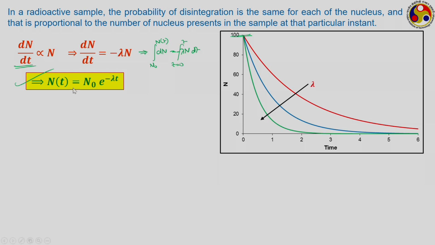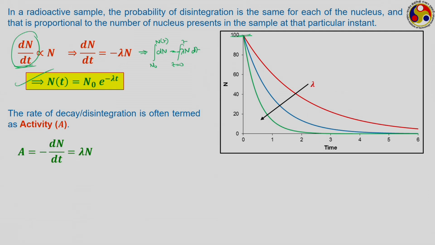Quite often, from the energy use point of view, the term we are more interested in is called activity. Activity is nothing but this rate of decay, that is this particular thing itself, or the minus of that, as the number of nuclei is always decreasing. So, A is equal to minus dN/dt is equal to lambda N, and by combining with this equation, we can also write this as A equal to A naught e to the power minus lambda t, where A naught is the initial activity, that is the rate of disintegration at t equal to 0.